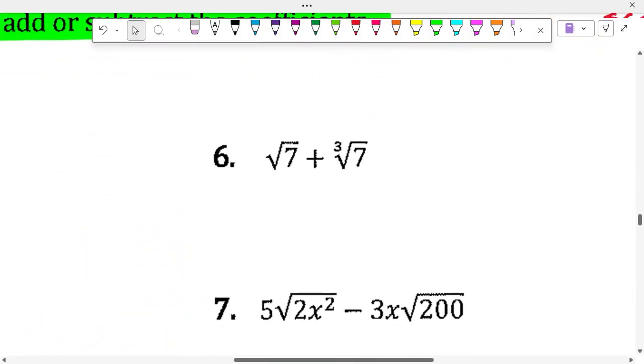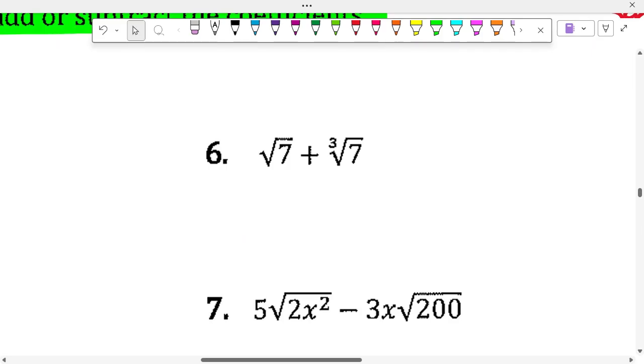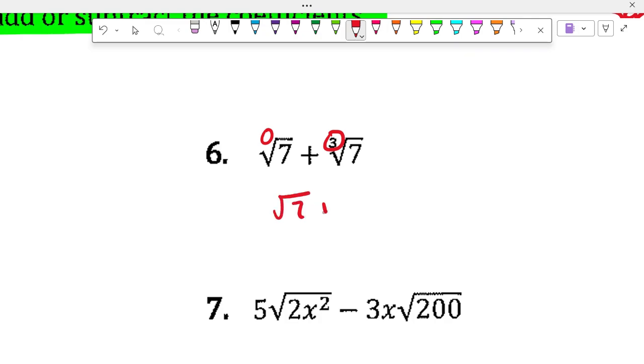Look at number 6. So we got the same radicand, but why can we not combine them? They don't have the same index. This one's an index of 2. This one's an index of 3. So we can only leave this as this. There's no combining. It's done.